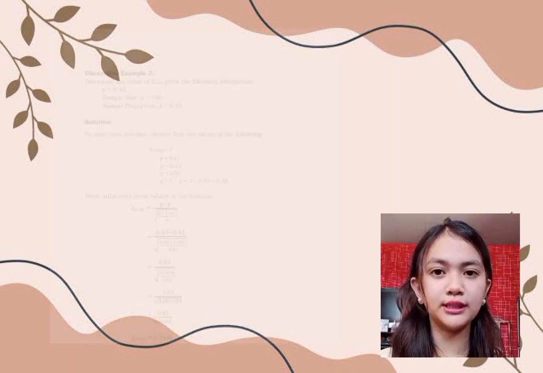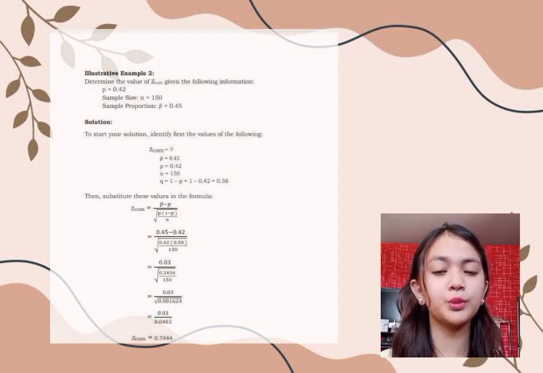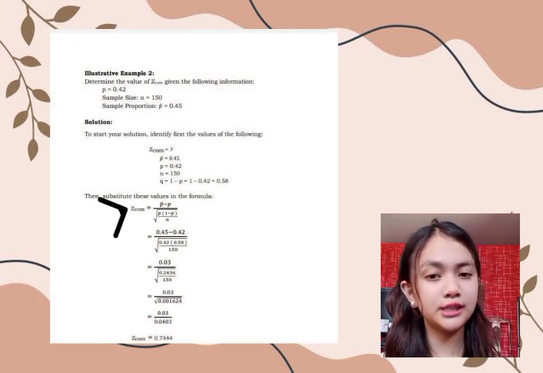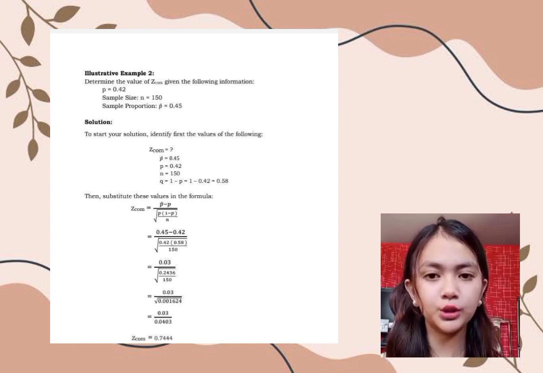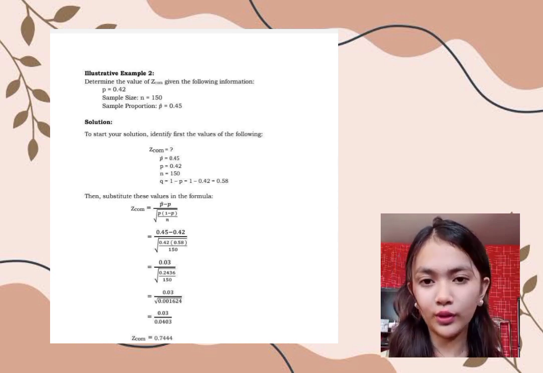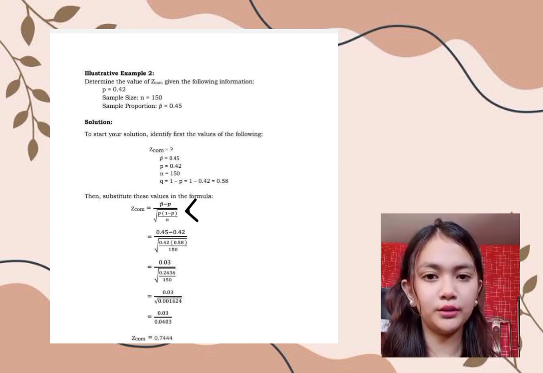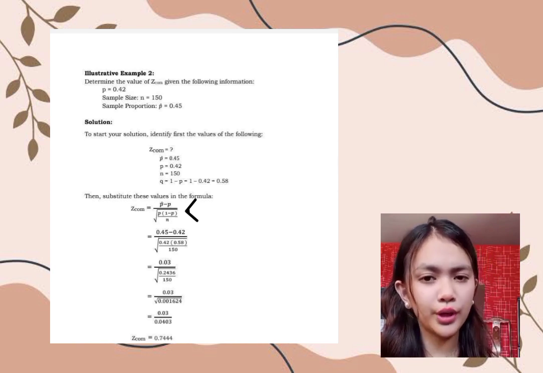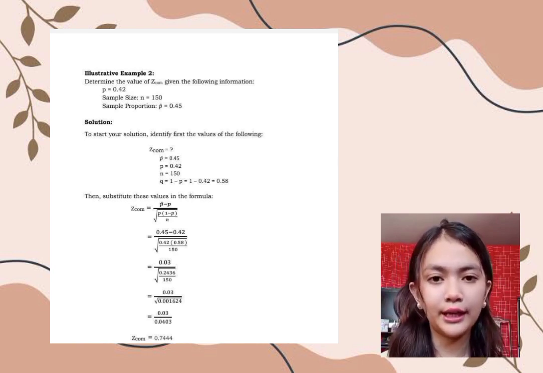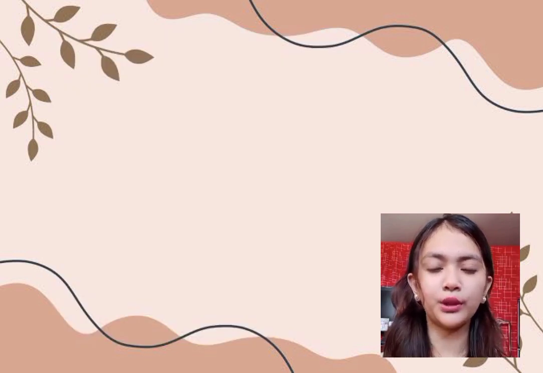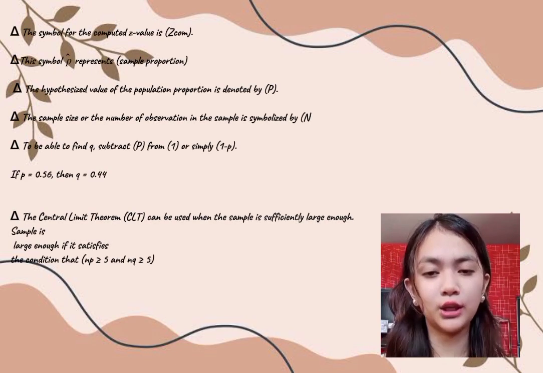Before we have an example, please be reminded of the following. The test statistic to be used in testing hypotheses involving population proportion is called Z-com, or the Z-computed value. The formula to find the value of Z for population proportion is Z-com equals sample proportion minus population proportion over the square root of population proportion times 1 minus P, or the population proportion, divided by N, or the sample size. The symbol for the computed Z-value is Z-com.